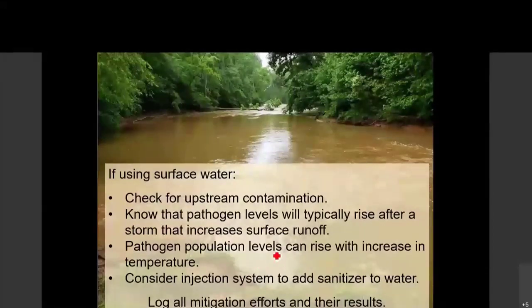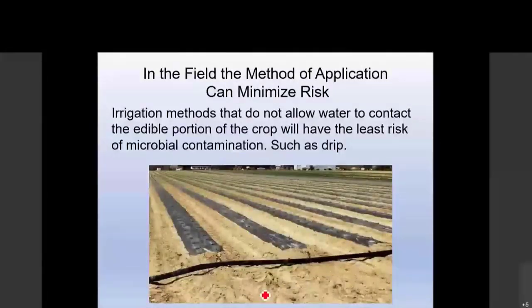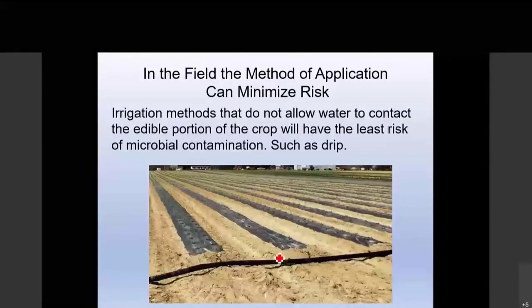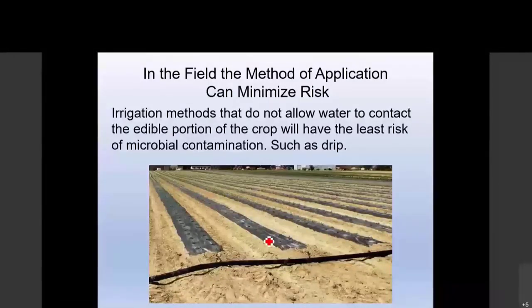Now, one of the things that some of my collaborative farmers do is consider using an injection system when they're using a lot of surface water. That's something that you want to discuss with your local extension agent and maybe Angela or I as to when that might be something you'd consider. And then I have to emphasize, log all mitigation efforts and their results on your log. And again, you may have to take one of our templates and modify it to suit your particular situation.